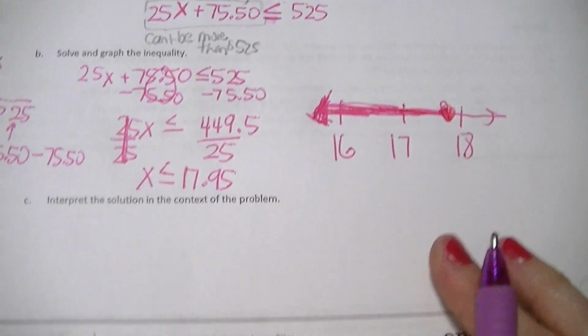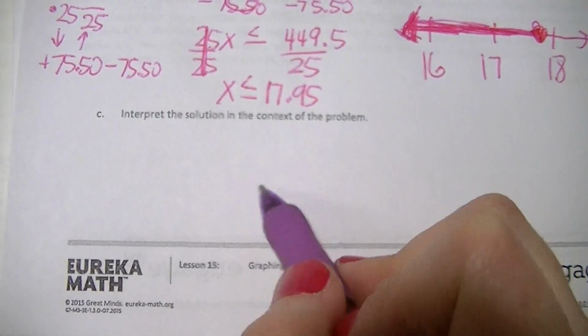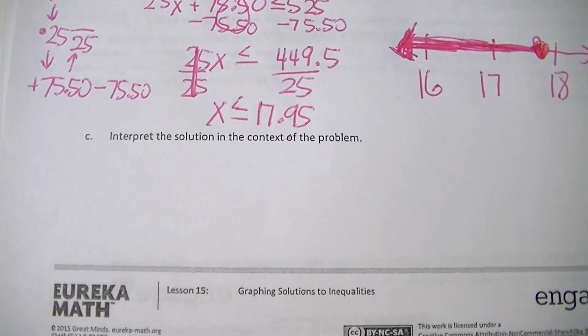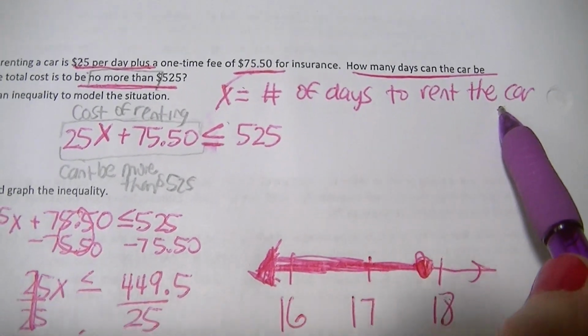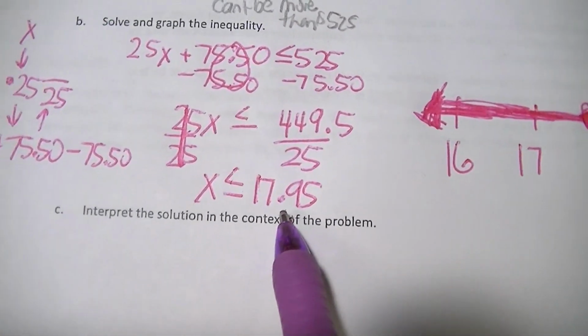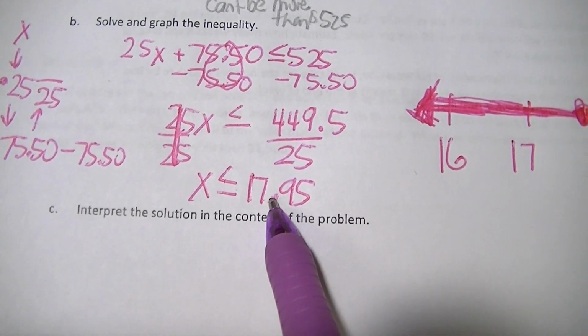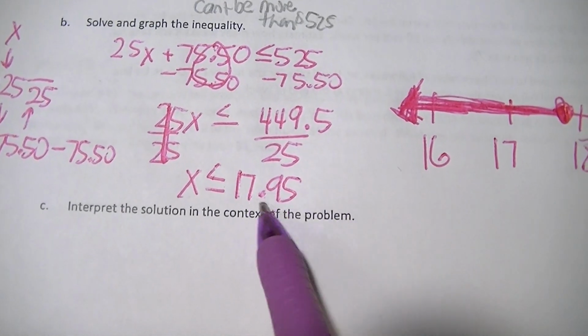Okay, last part on this page, interpret the solution in the context of the problem. What that means in English is, well, what does that mean? Okay, so the X was the variable. The X represented the number of days to rent the car. Well, I don't know about you, but I don't think you can rent a car for 17 and 95 hundredths of a day. Okay, they just don't do that at businesses, I don't think.